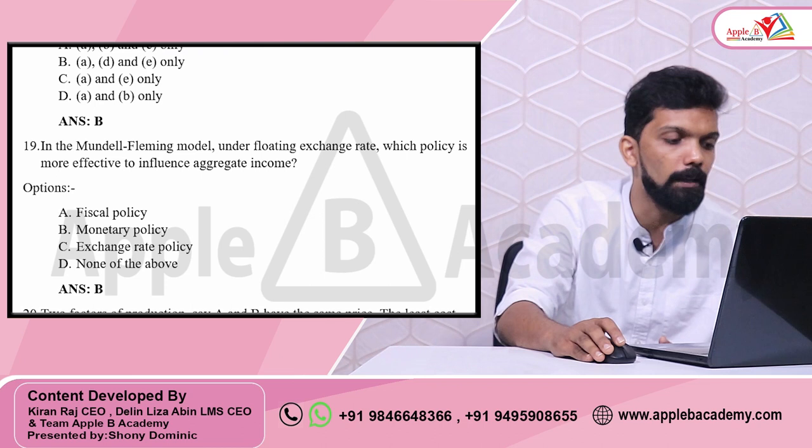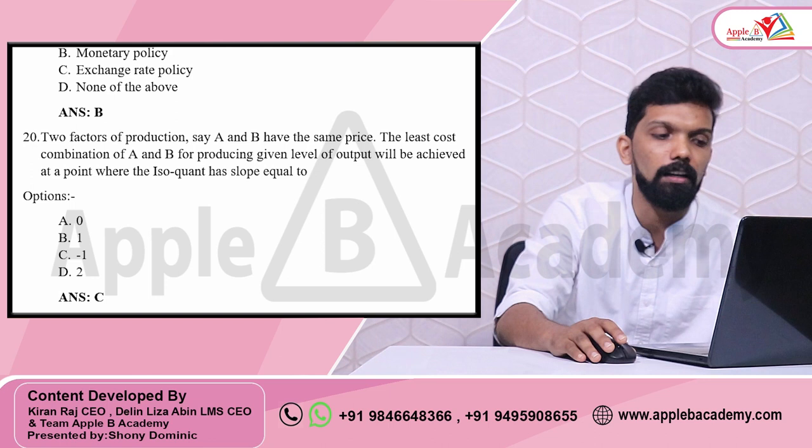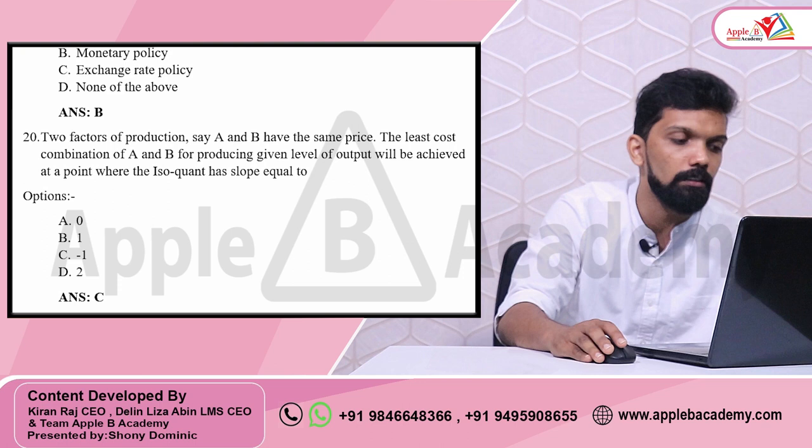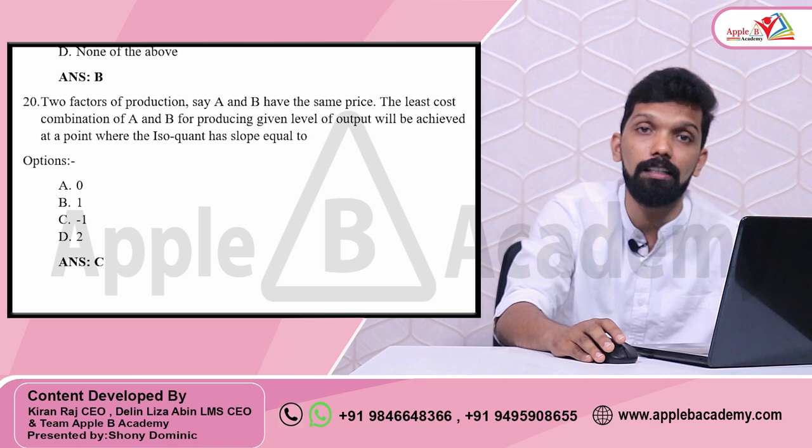Next one, the 20th one: two factors of production, say A and B, have the same price. The least cost combination of A and B for producing a given level of output will be achieved at a point where the isoquant slope equals to what? So we have to identify the slope of the isoquant. This question is from the module microeconomics. The options are 0, 1, minus 1, and 2. The right answer for this question is option C, which is minus 1.